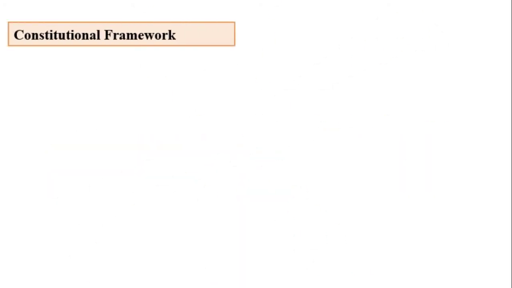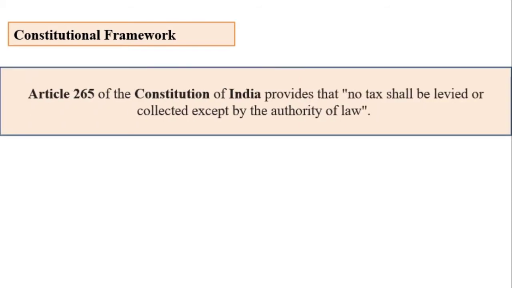Constitutional framework. So today in this lecture we are going to discuss some of the important articles regarding GST and tax. Article 265 of the Constitution of India provides that no tax shall be levied or collected except by the authority of law. यानी authority of law के अलावा और कोई भी टैक्स कलेक्ट नहीं कर सकता.